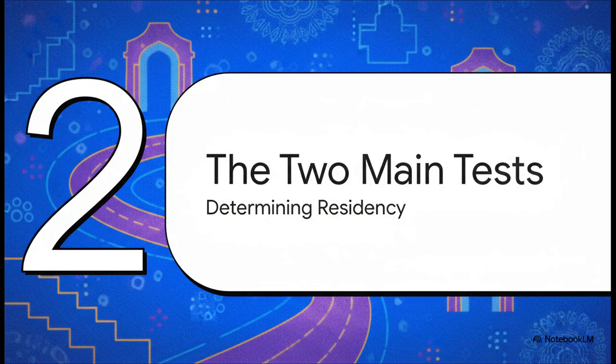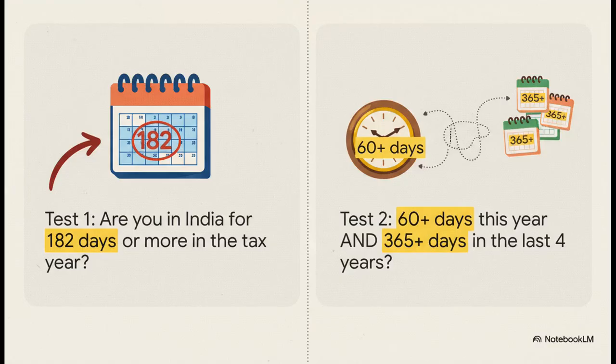So how does India figure this out for an individual? Well, it all boils down to two main tests. You just have to pass one of them, just one, and you're considered a resident for that tax year. Let's take a look. Okay, on one hand, you have the stay test. It's super simple. Were you in India for 182 days? Yes or no? On the other hand, you have the look back test.